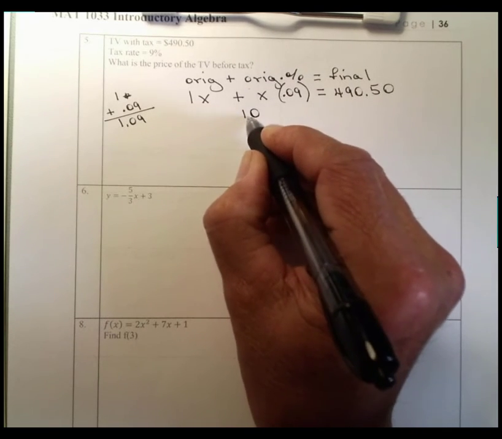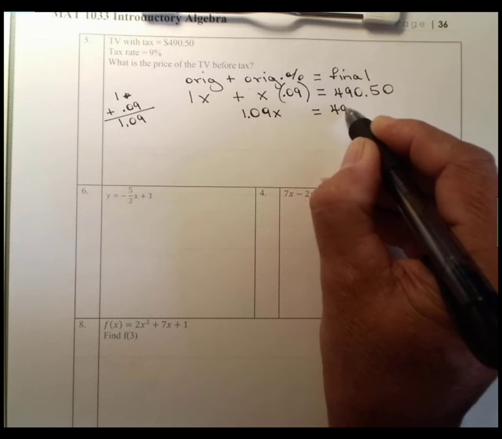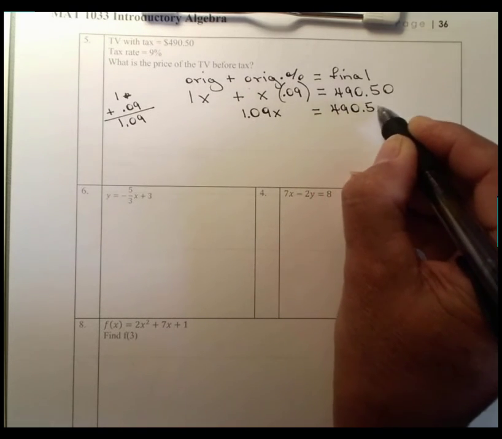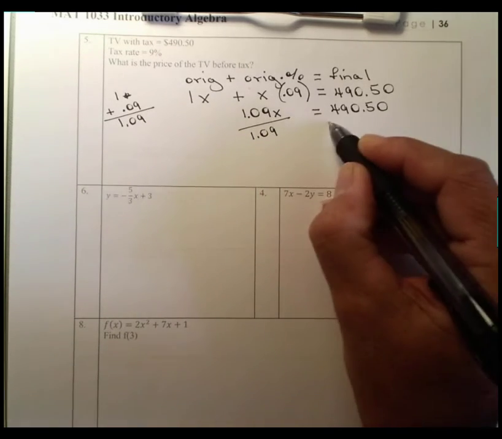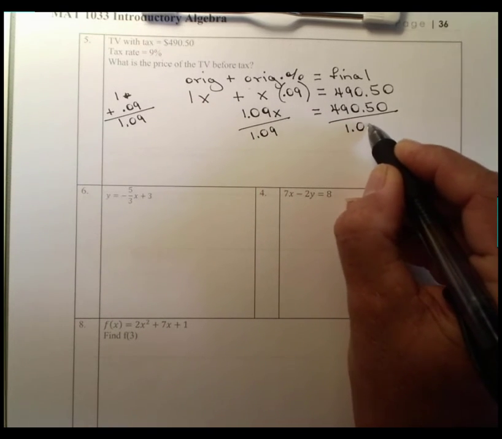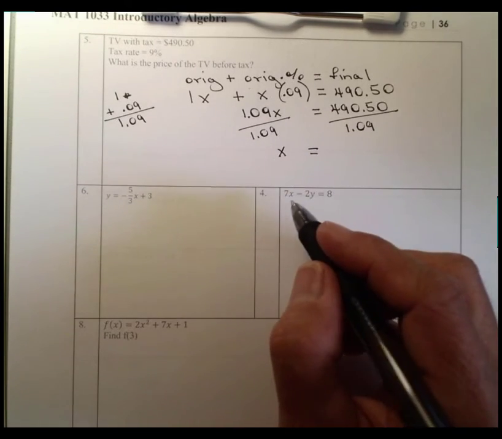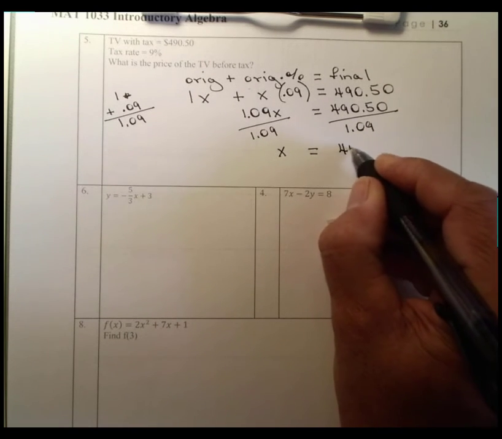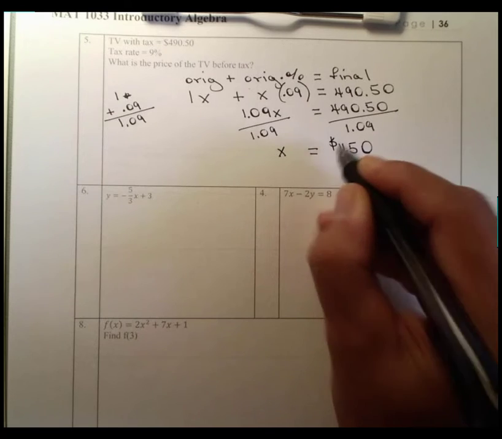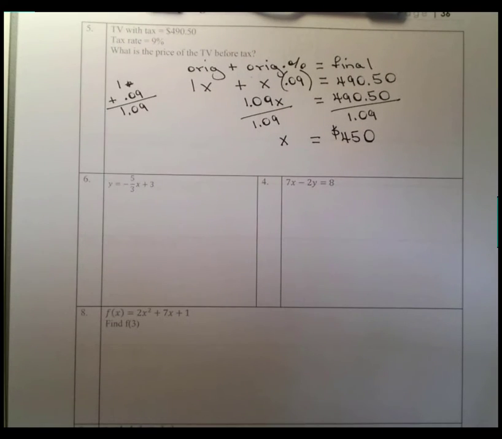So I have 1.09X, and that's equal to 490.5. And then I can divide by the coefficient, which is 1.09. You can do this easily with your calculator. And when you do, you find the original price. That's the unknown. And 490.5 divided by 1.09 gives me 450. Be sure you write the dollars there because it is a word problem and we need the units, and it was in dollars. It was the price of the TV before tax.